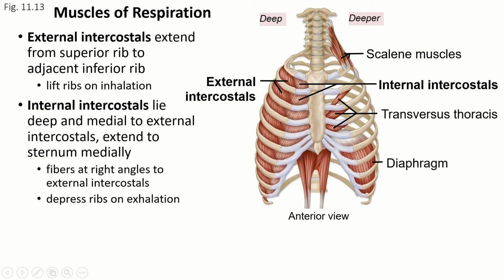We have two sets of intercostals, external and internal. The fibers go at right angles to each other, which helps them do their jobs. The external intercostals are going to pull the ribs out. Okay, so they're pulling the lower rib toward the upper rib. The internal intercostals are going to pull the lower rib toward the sternum, pulling them in. Okay?